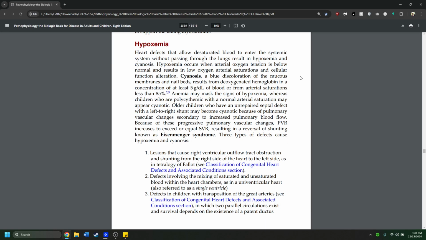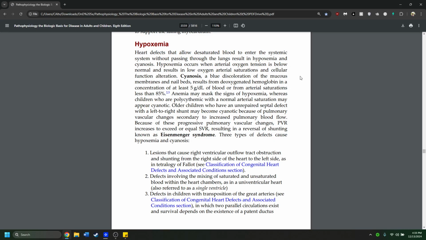Hypoxemia. Heart defects that allow desaturated blood to enter the systemic system without passing through the lungs result in hypoxemia and cyanosis. Hypoxemia occurs when arterial oxygen tension is below normal and results in low oxygen arterial saturations and cellular function alterations. Cyanosis, a blue discoloration of the mucous membranes and nail beds, results from deoxygenated hemoglobin in a concentration of at least 5 grams per deciliter of blood, or from arterial saturations less than 85%.